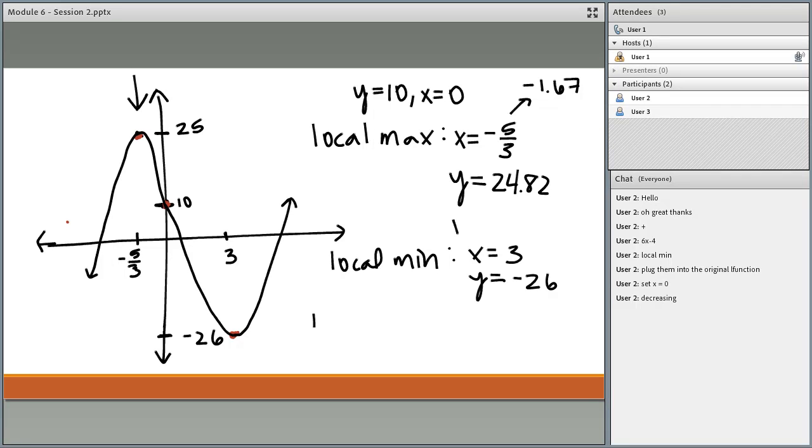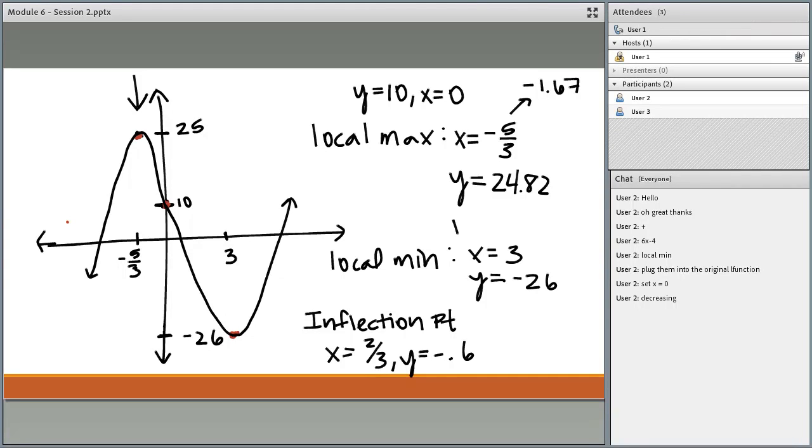We also found the inflection point, which was at x equals 2/3. So at about x equals 2/3 and y equals negative 0.6, I'm just going to confirm that this makes sense with the graph that we have.